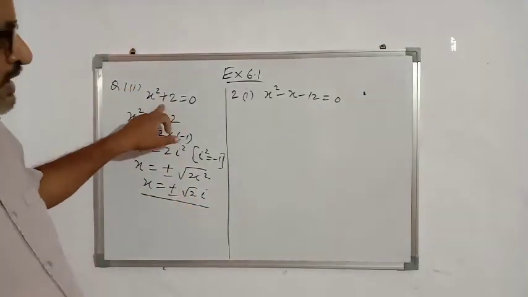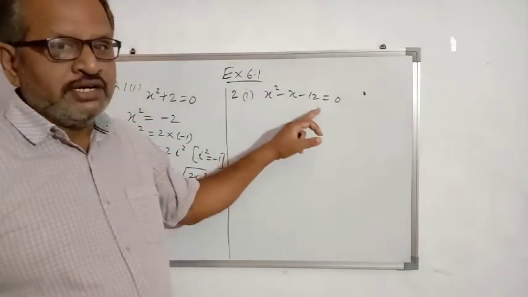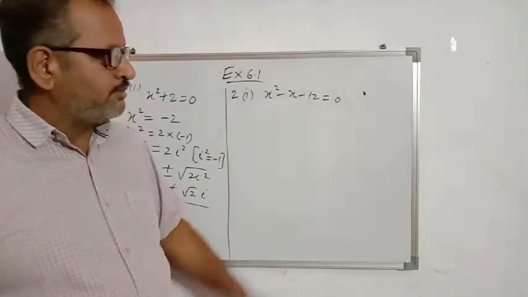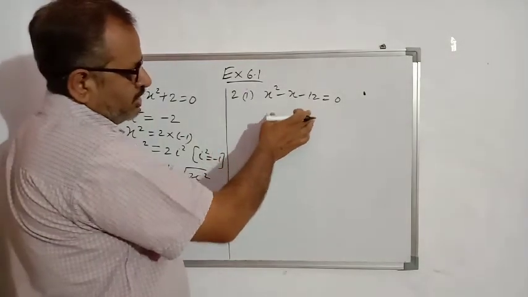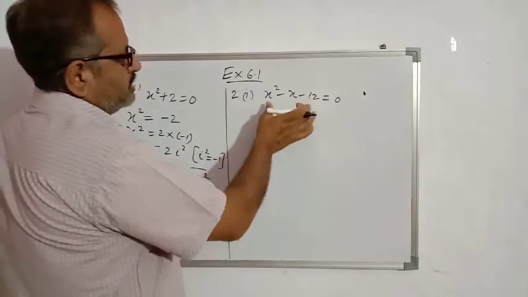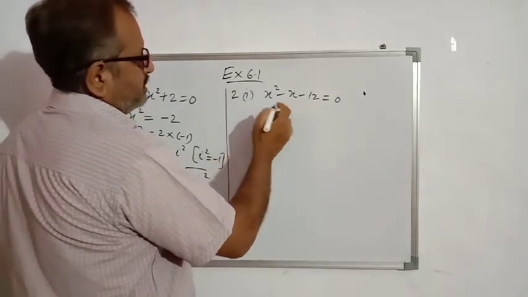See this one, x square minus x minus 12 is equal to 0. The previous one was a pure quadratic equation. This is the standard quadratic equation, the general form of the quadratic equation. So we can do it by factorization or by using the formula. So see how we can do it by factorization.